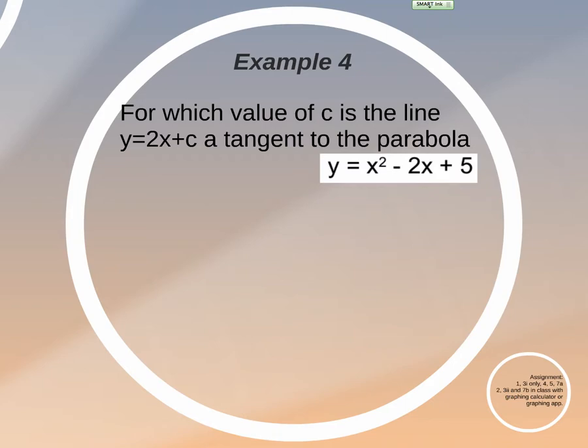Okay, so this is the situation. It says, for which value of c is the line y equals 2x plus c a tangent to the parabola y equals x squared minus 2x plus 5. So we've got this parabola. We want to know, where would that line have to be so that it just touches the parabola once? Because remember that tangent means it just touches once. So for that, we're looking for when the discriminant equals 0.